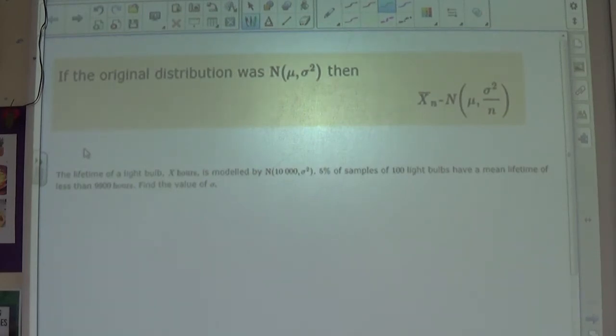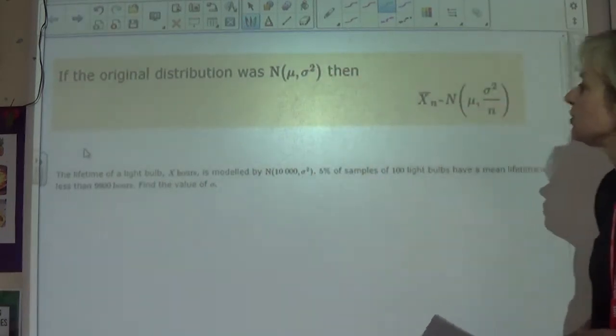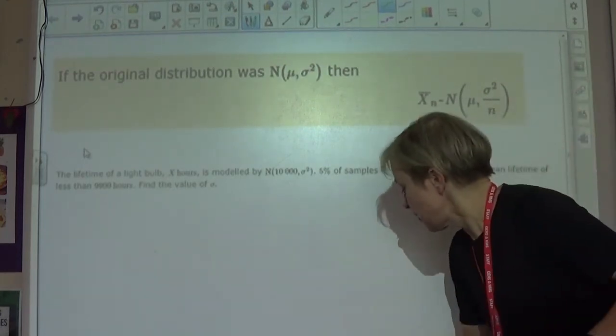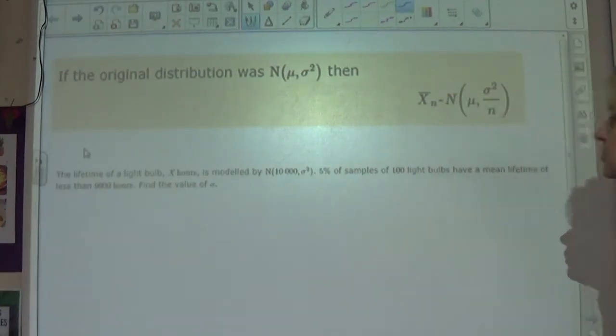They were more concentrated. And so we say that if our original distribution is normal with mean mu and standard deviation sigma, then the distribution of the sample means, if n is the size of your sample, has mean mu but standard deviation sigma over root n, and of course we write that in our normal distribution as sigma squared over n.